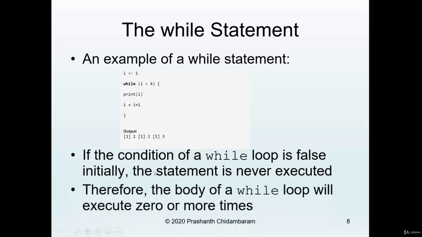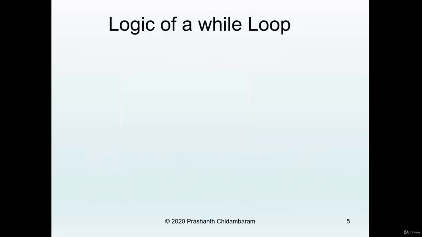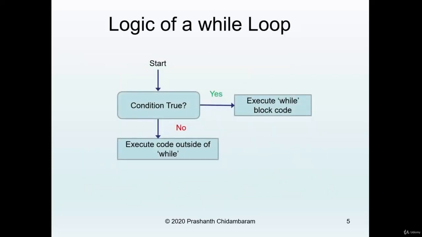If the condition of a while loop is false initially, the statement is never executed. Therefore, the body of a while loop will execute 0 or more times. So the logic of a while loop: you start and evaluate whether the condition is true or false. If it's true, execute the block of code inside the while loop. If it's false, execute code outside of the while loop, so it goes to the next line immediately after the loop.